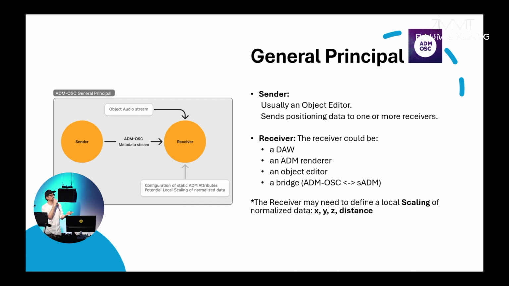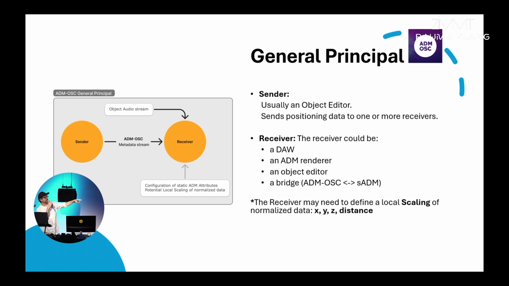The sender is usually, in our case, an object editor, or it can be a DAW for playback or a controller. It sends positioning data to one or more receivers, and the receiver could be a DAW if you want to record the object-based production. It can be an ADM renderer if you want to listen to it. It can be an object editor, or it can be a bridge, typically a bridge to serial ADM to broadcast it for TV or radio broadcast.